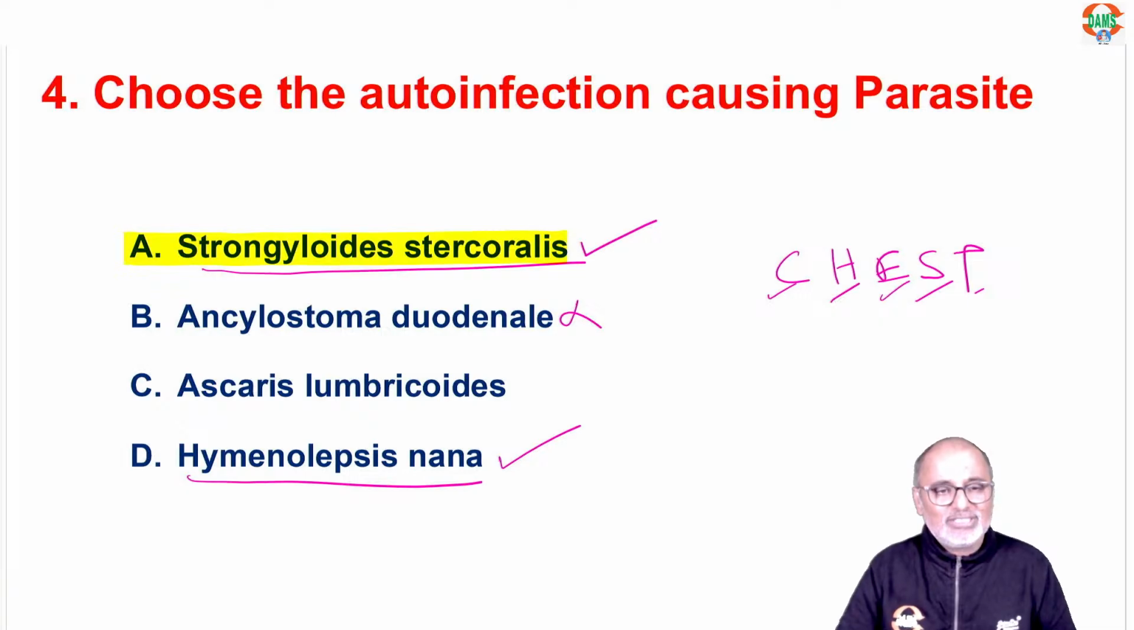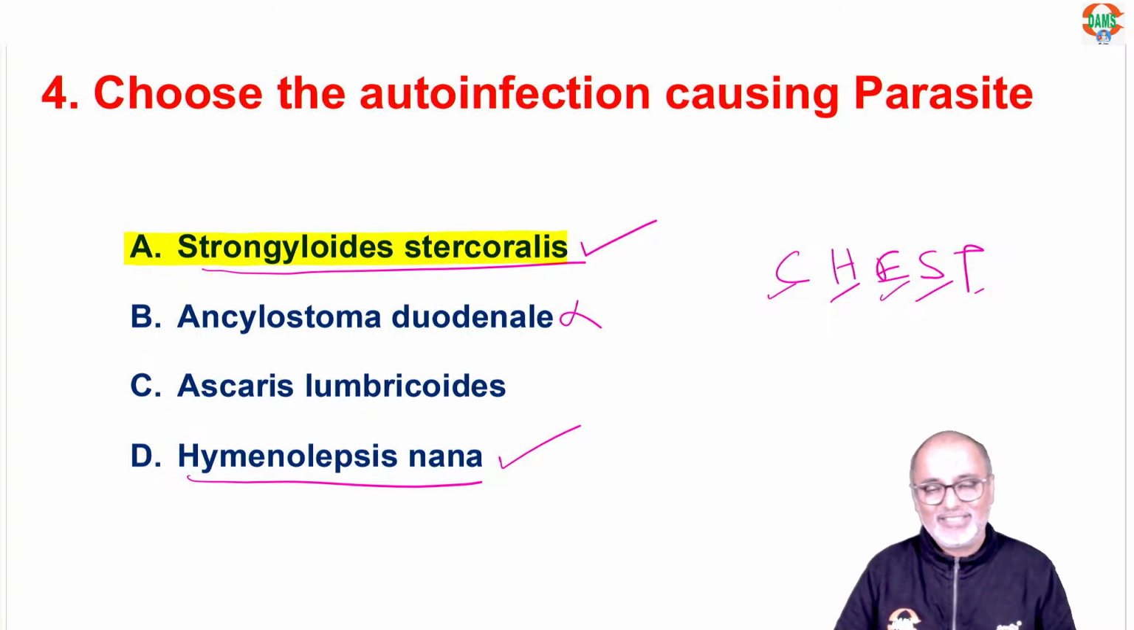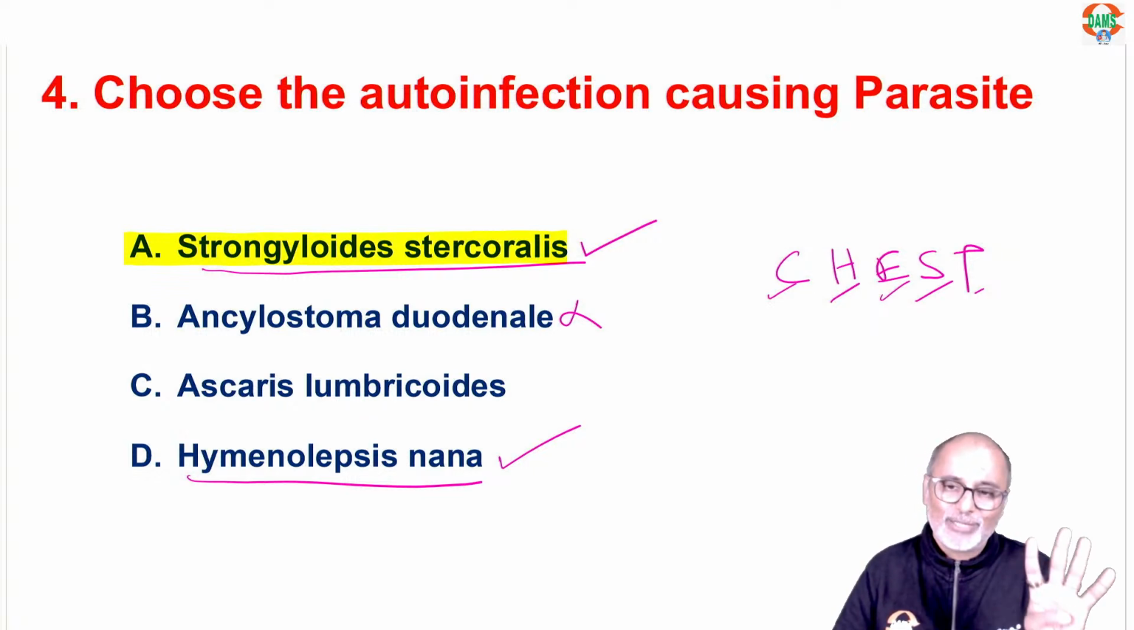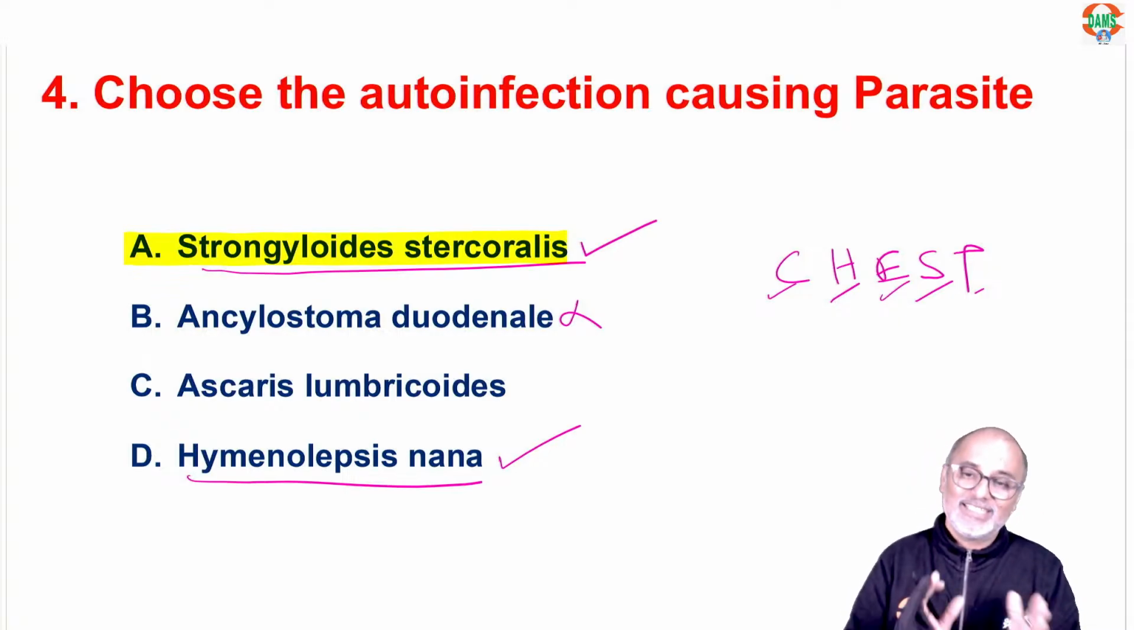Because both are causing autoinfection, how can they frame the question? I don't know. So among the choices, most common, for example, rheumatoid arthritis comes under type 3 hypersensitivity and type 4 hypersensitivity. Both are correct. But if you ask which is more common, I can go for type 4. Like that, we can go for it. But I don't know what key they really prepared.